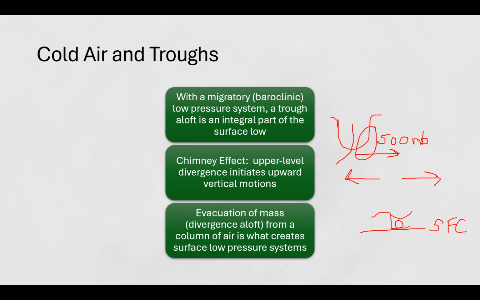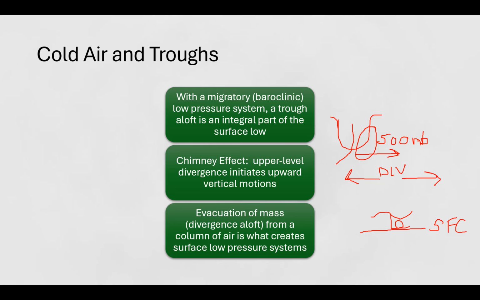Now imagine if this upper level trough begins to interact, it connects down to the surface, we get an area of low pressure that develops. And so out ahead of the trough axis here at 500 millibars, you're going to have upper level divergence. I'll just label it as D, I, and B. Now, we're removing mass aloft up here with this upper level divergence.